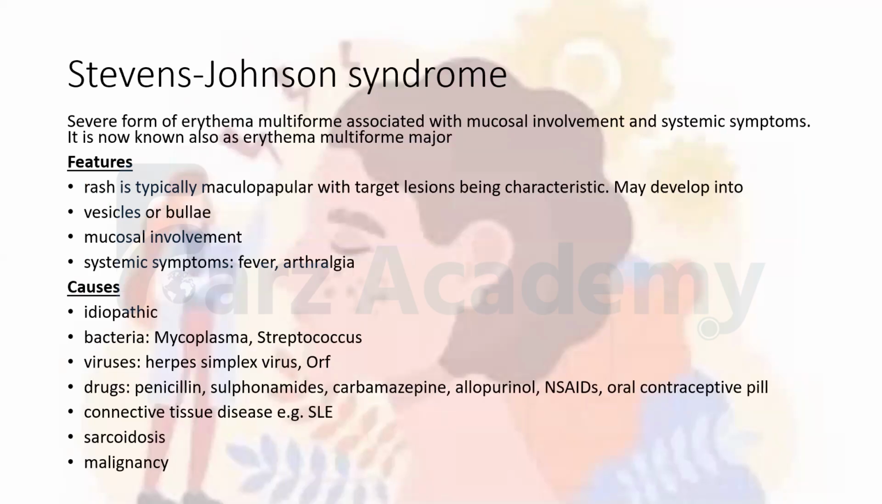So Stevens-Johnson syndrome, as mentioned earlier, is a severe form of erythema multiforme, which is associated with mucosal involvement and systemic symptoms. It is now known as erythema multiforme major, where there is more than 10% body surface area. Major features include rash, which is typically maculopapular with target lesions coalescing to form large lesions. Either vesicles or bulla or blisters may be seen. Mucosal involvement will be present, and this condition is associated with systemic symptoms like fever and arthralgia.